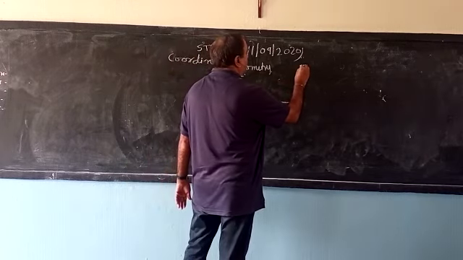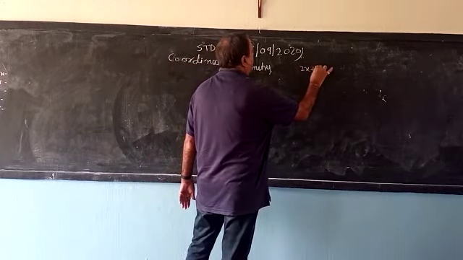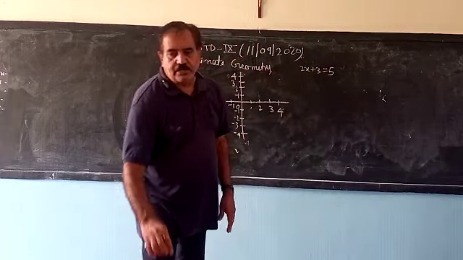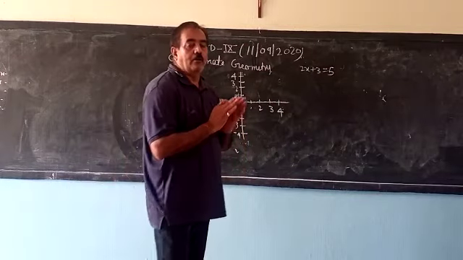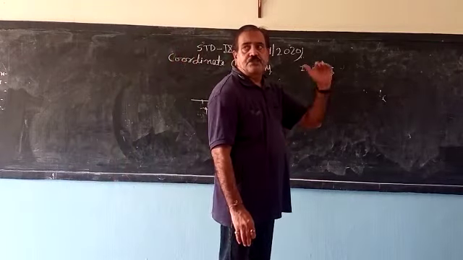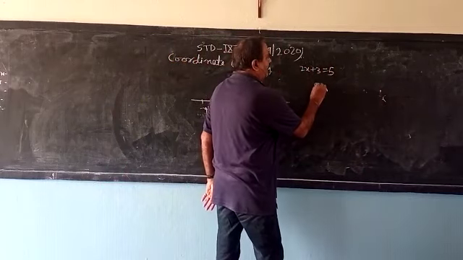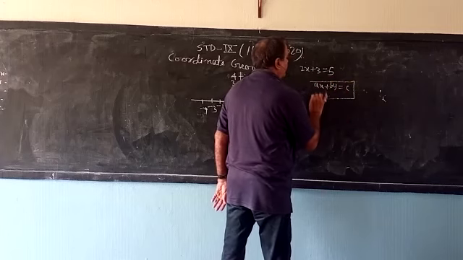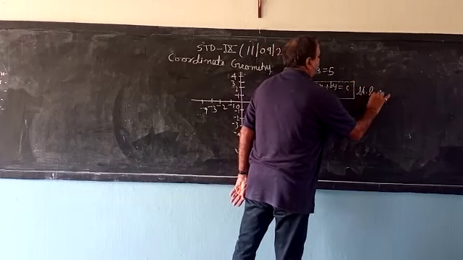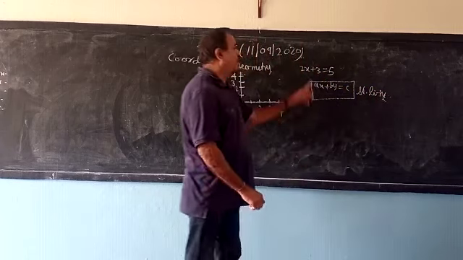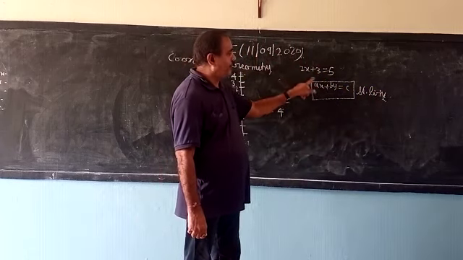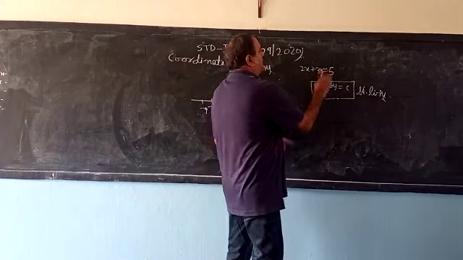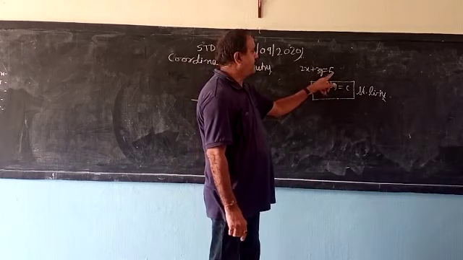Now the question is 2x plus 3y is equal to 5. Any equation written in this form always represents a straight line. So the general form of a straight line is ax plus by is equal to c. It always represents a straight line. And the question is saying, in place of a there is 2, in place of b there is 3, 3y, in place of c there is 5.